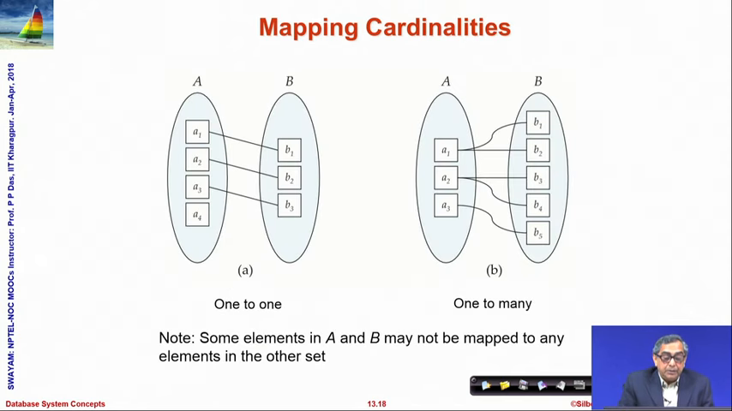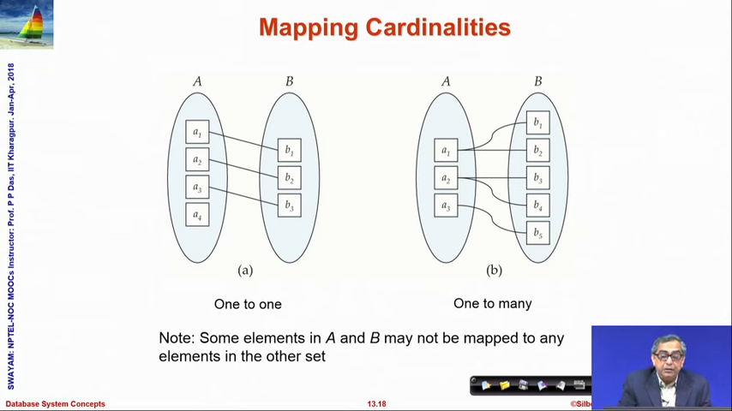Here are the examples, or the schematics. In the first one, diagram A, you see that every entity from entity set A relates to exactly one entity in entity set B, or you can say at most one entity in entity set B. Similarly, every entity in entity set B relates to exactly one entity in entity set A, or at most one entity in entity set A. If this holds, then we say this relationship is 1 to 1.